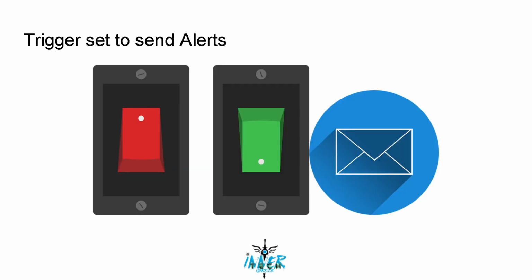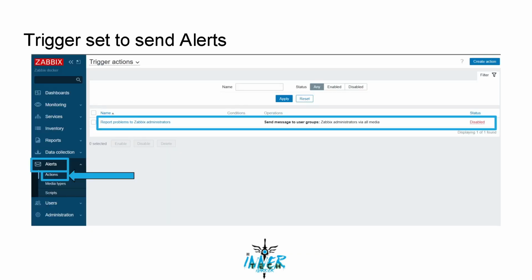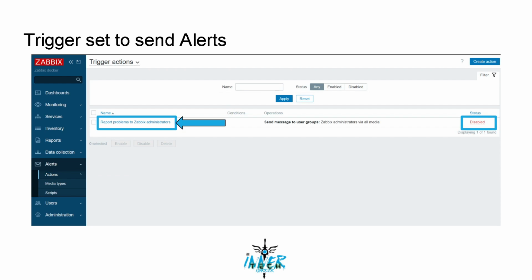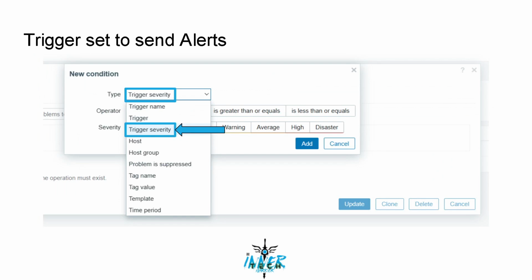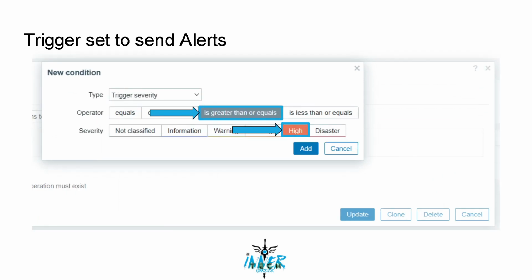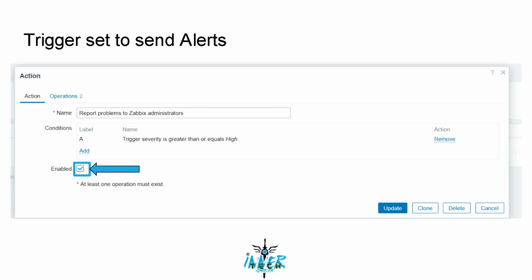Now, we need to make sure the trigger is set up to actually send out these alerts. Go to Alerts, Actions, Trigger Actions, and notice that there is already a trigger to send problems to the Zabbix administrator. But it's disabled. Let's actually click into the trigger and see what's inside. It appears there's no conditions yet, so let's add one. We want the trigger to be the severity. And we want the severity to be high or disaster, so choose greater than or equal to high. Then click Add. And select Enabled.